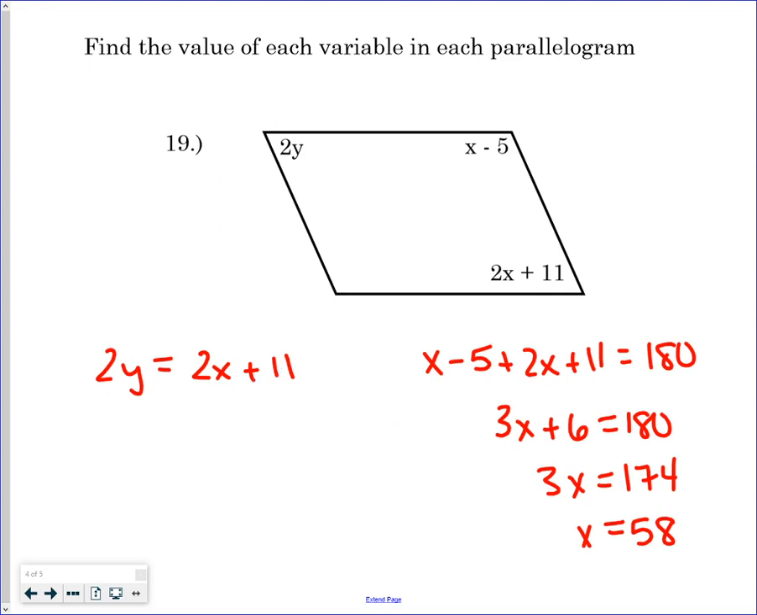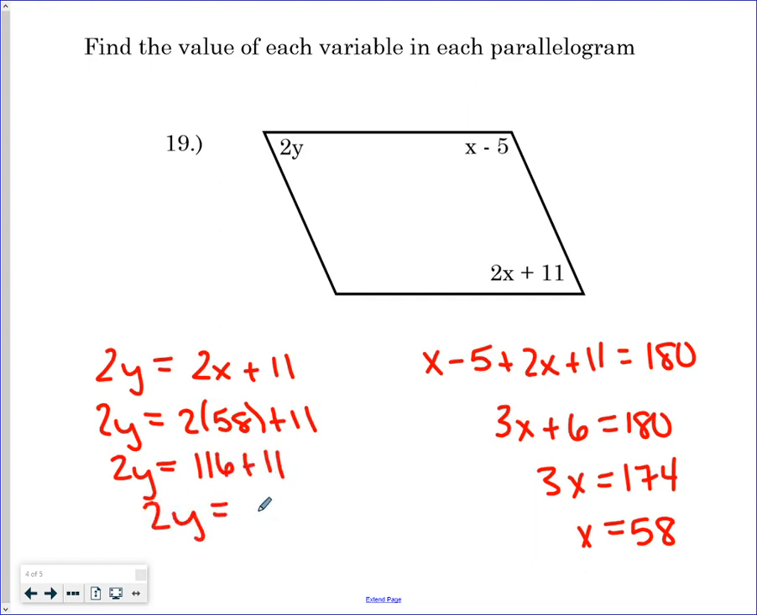So over here, instead of an x, what am I going to substitute? 58. Good. So what's 2 times 58? 116. And what's 116 plus 11? 127. Divide by the 2? 63.5. Is that allowed to happen? Sure. Some of you guys lately have been asking me, like, I got a fraction, is that okay? Yeah, it's okay. Right? X is 58, y is 63.5.